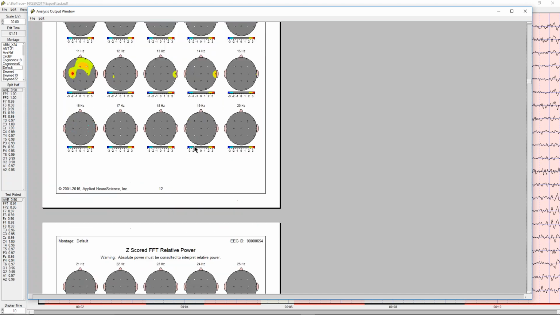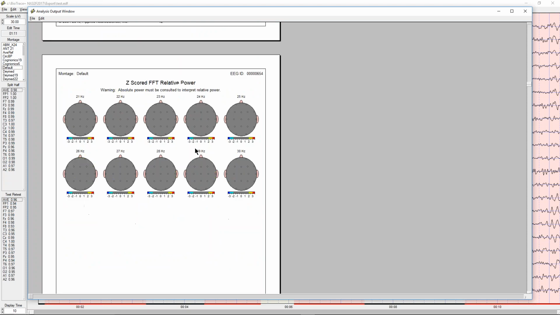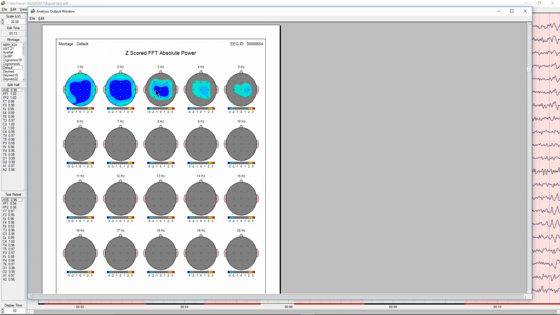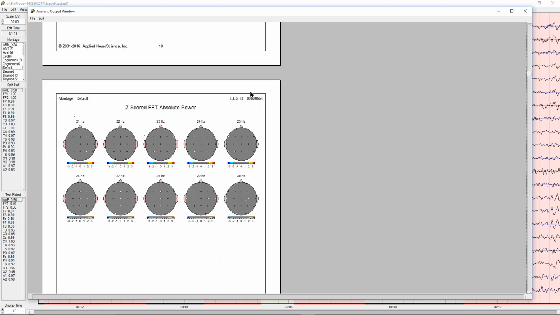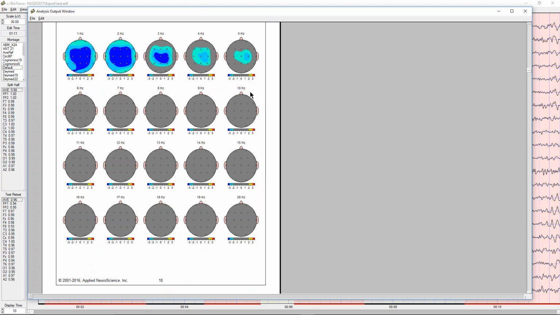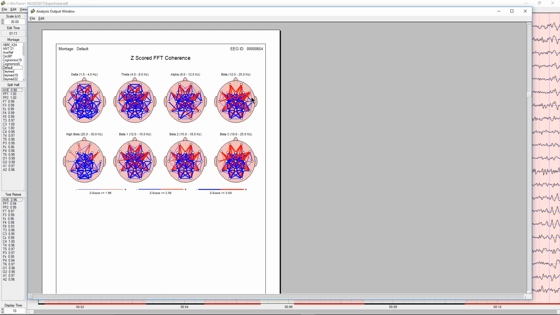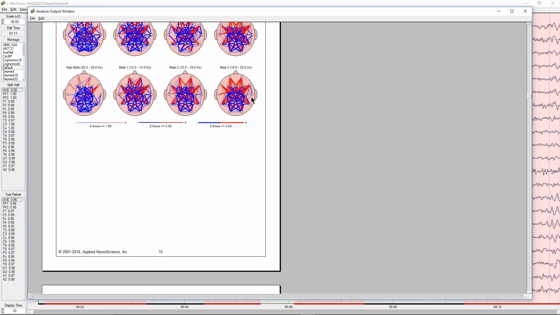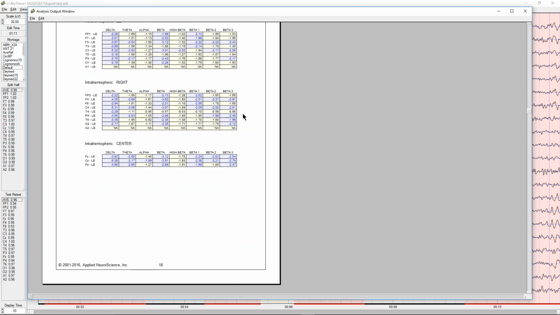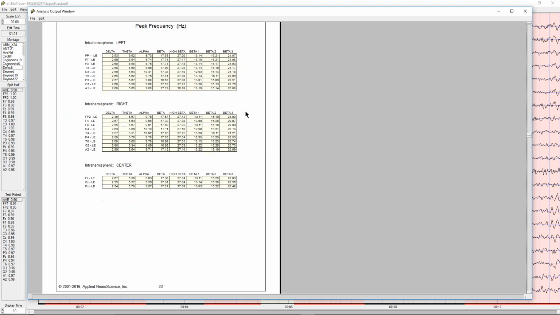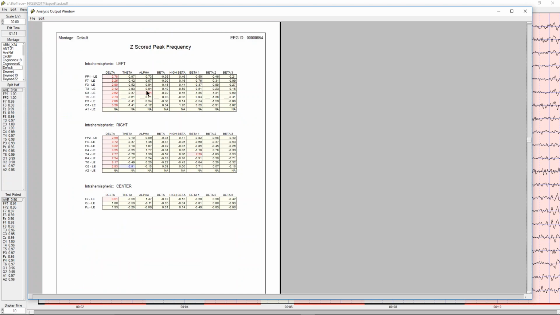So we've got deficits from 1 to 3, actually 1 to 5 hertz. So this person is interesting. Let's see what the peak alpha frequency shows us. Coherence is hypo and hypercoherence. Phase lag is excessive. Peak alpha frequency is fast. Delta is fast. Peak alpha frequency is fast.